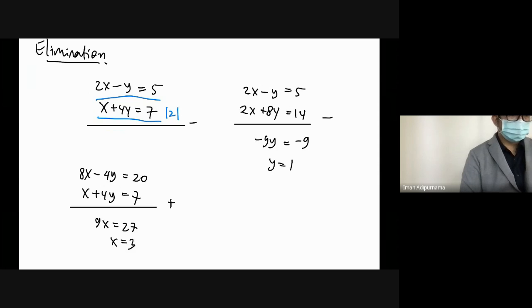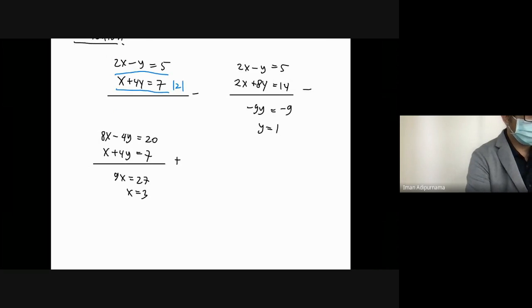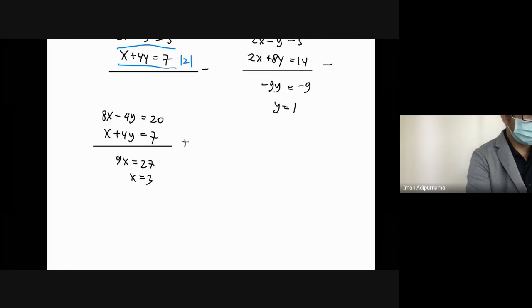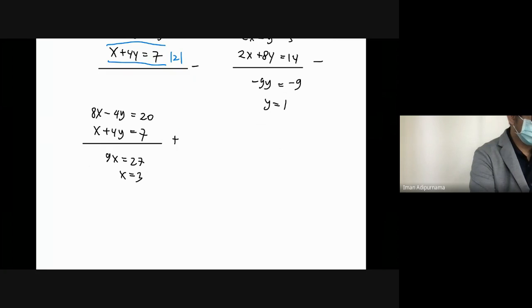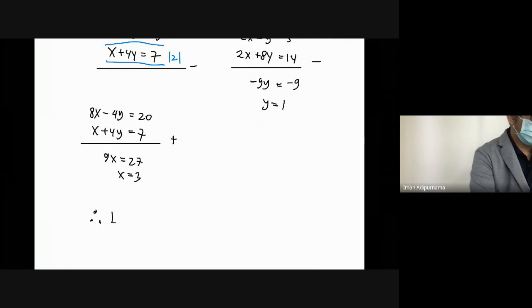This whole thing we can conclude or summarize. This is what we call a linear system with one solution. This is what the term is actually about.